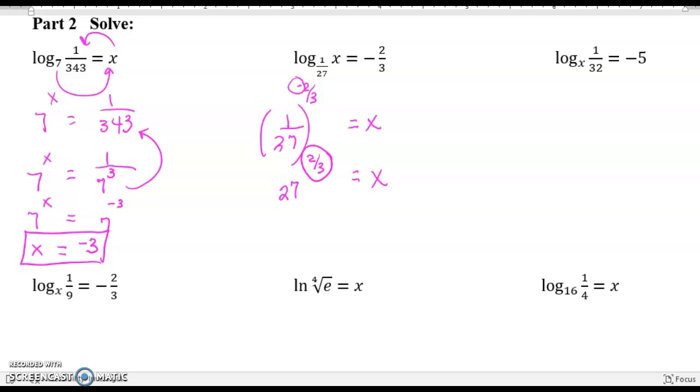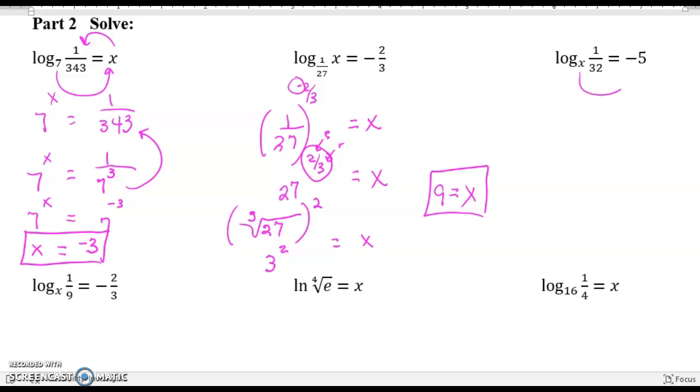Now I'm going to put it in radical form. This would be the cube root of 27, and whatever I get, I would square it. Remember, your top number is the exponent, the bottom number is the root, like words end in ER. So the cube root of 27 is 3, and 3 squared, of course, is 9. So 9 equals x. Or you could use a calculator and find that answer in the calculator.